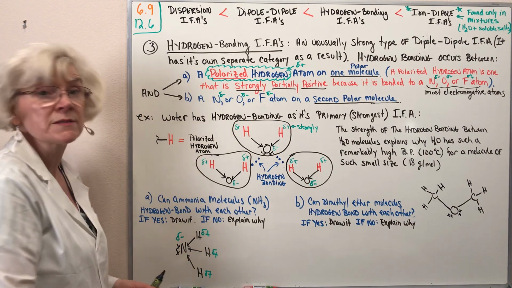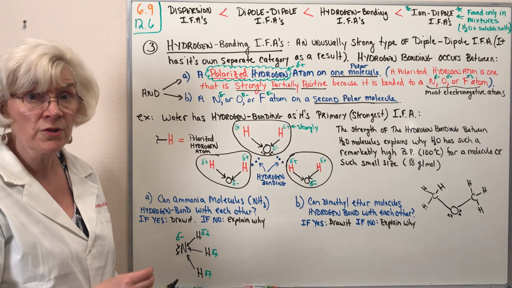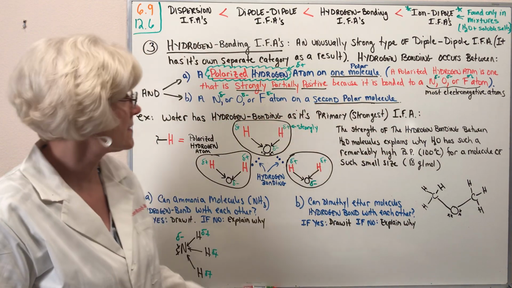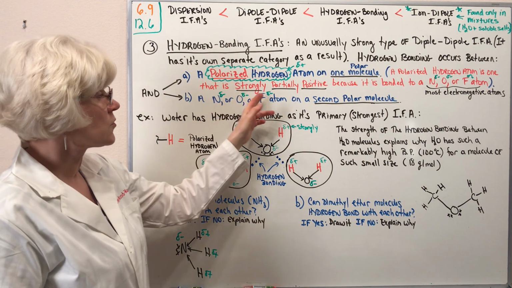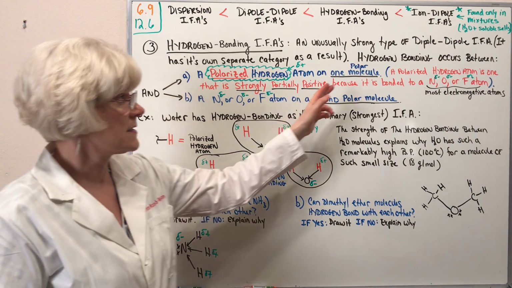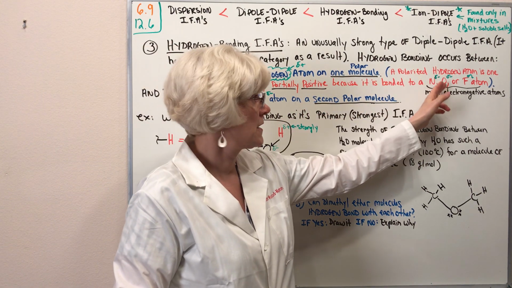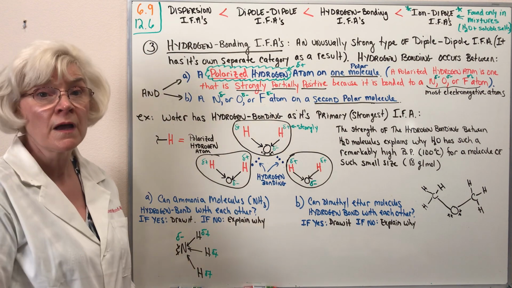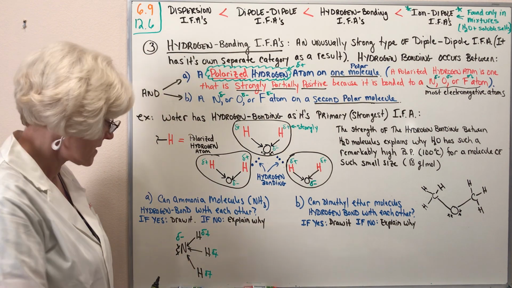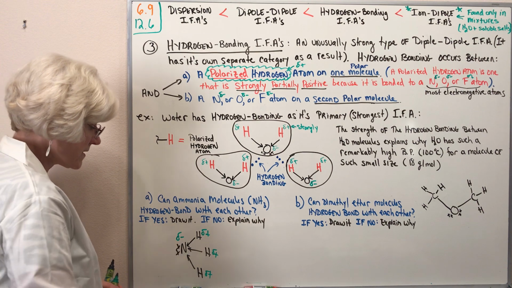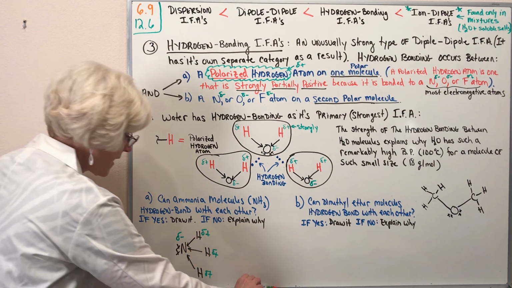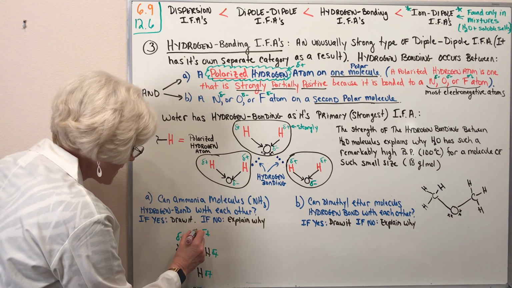The question is, are these hydrogens polarized hydrogens? Well, what is the definition of a polarized hydrogen? One that is strongly partially positive because it's bonded to a nitrogen, oxygen, or fluorine. And bingo, ammonia meets that criteria. All 3 hydrogens are bonded to nitrogen. That means all of these hydrogens are polarized hydrogens.